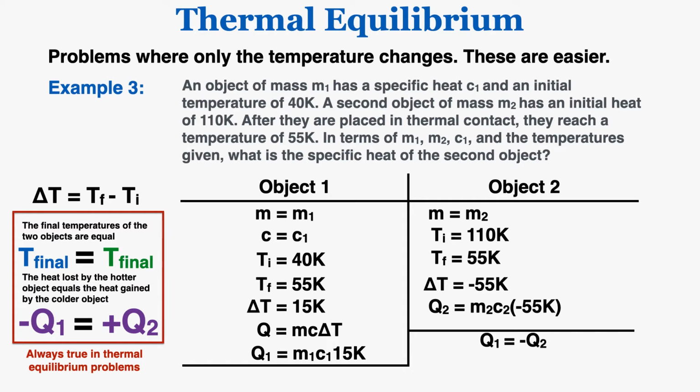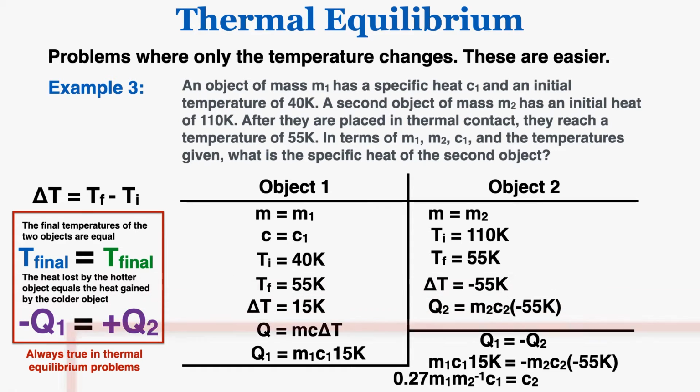And I can connect those two equations using the fact that their two heats are equal to each other, just one is negative. So when I plug in my values, I get this. And the question is just asking for the specific heat of the second object in terms of the other variables. So if I get C2 by itself, this is what that final equation looks like: 0.27 m1 m2 to the power of negative 1 times C1. So that would be the equation for the specific heat of the second object.